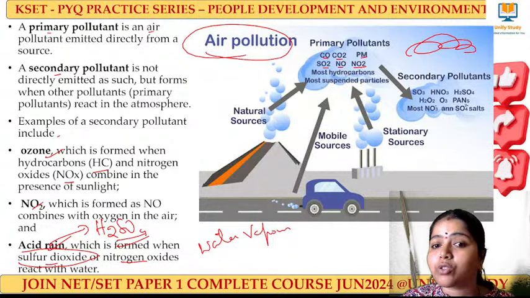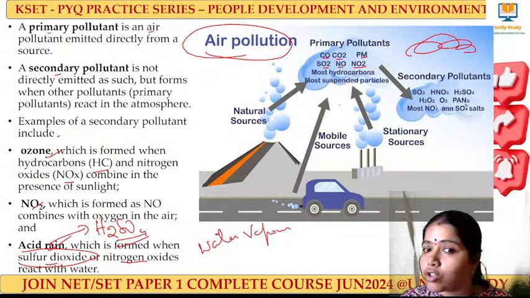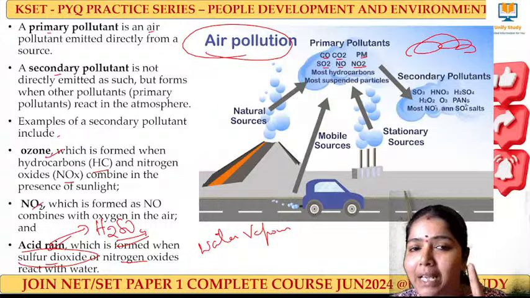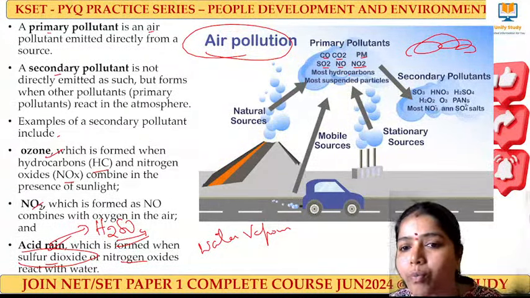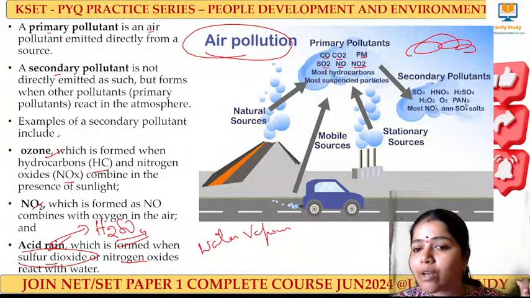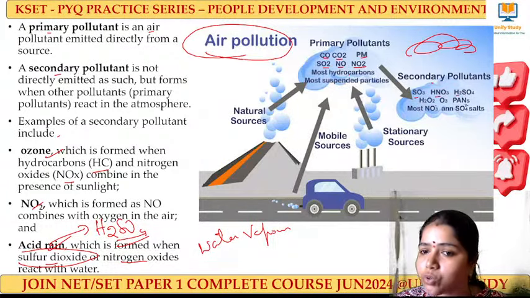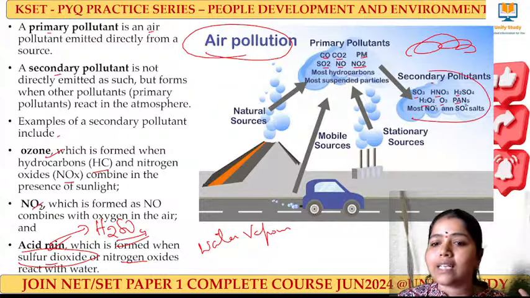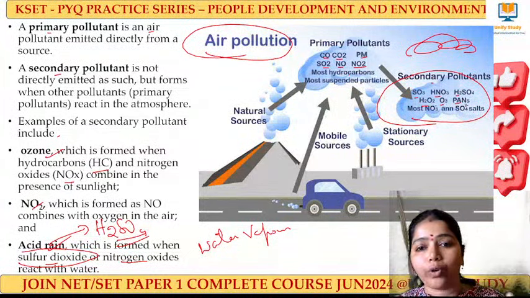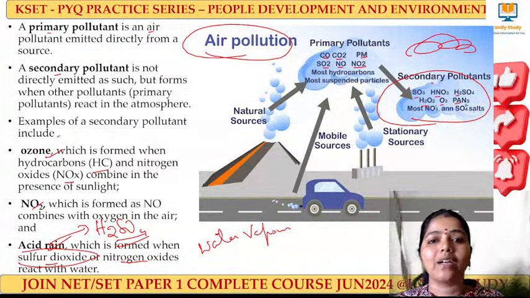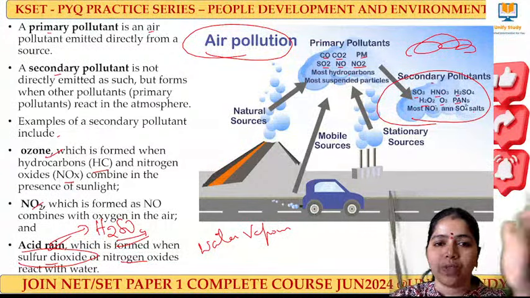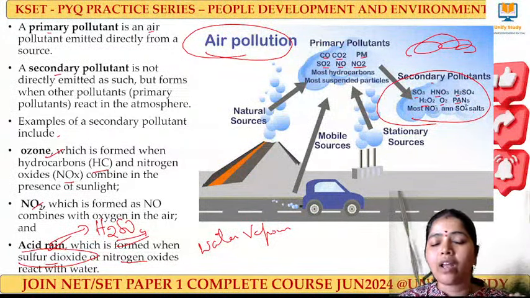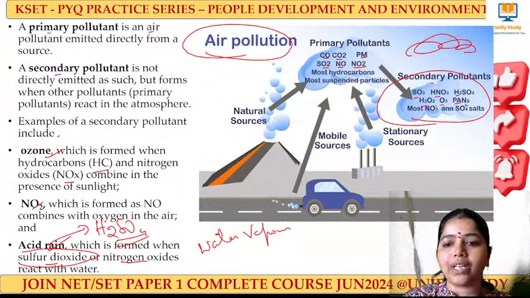Most hydrocarbons and most suspended particles are also primary pollutants. Please take a note of these things in your notebook. Secondary pollutants: SO3, HNO3, H2SO4, H2O2, O3, PAN. All these things we call secondary pollutants. They are created by combining and reacting in the atmosphere. The secondary pollutant is being created.